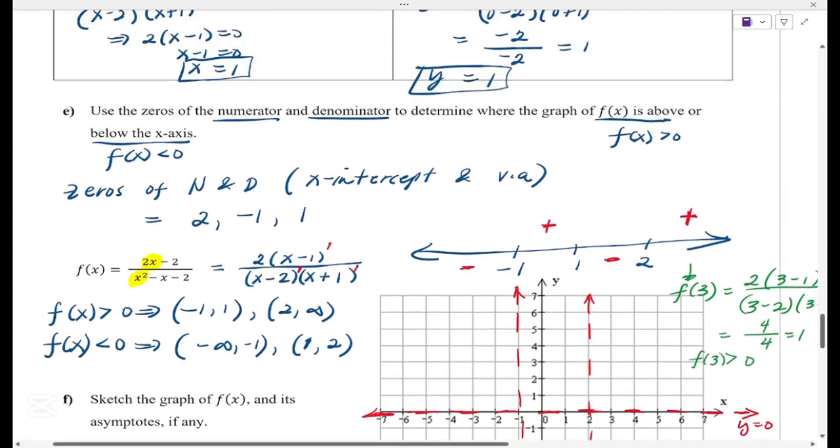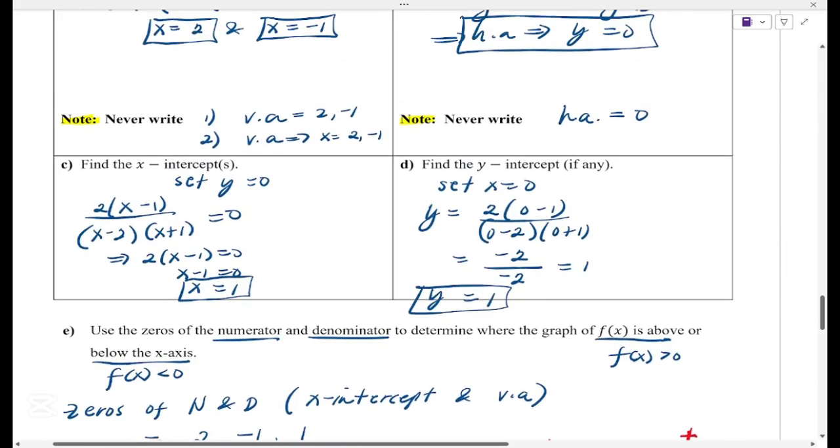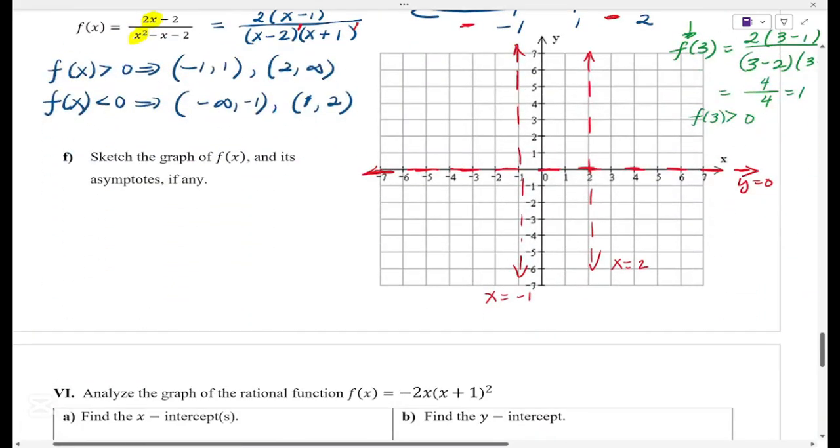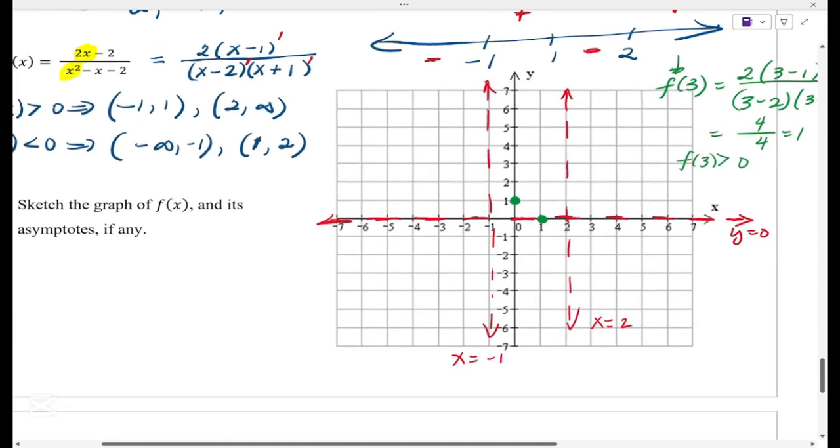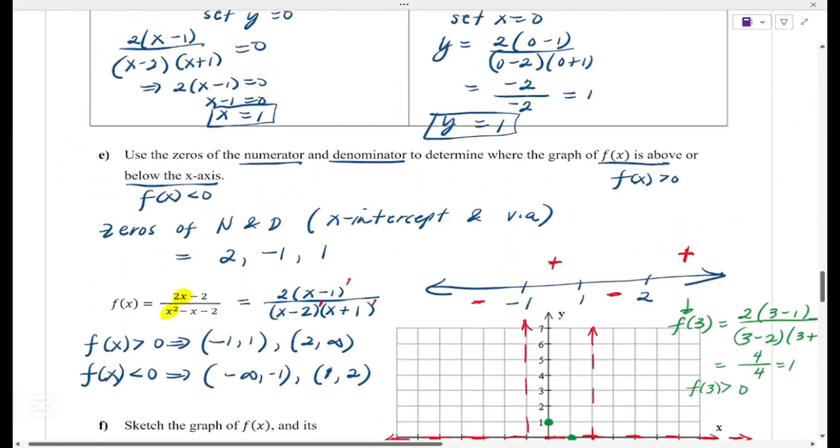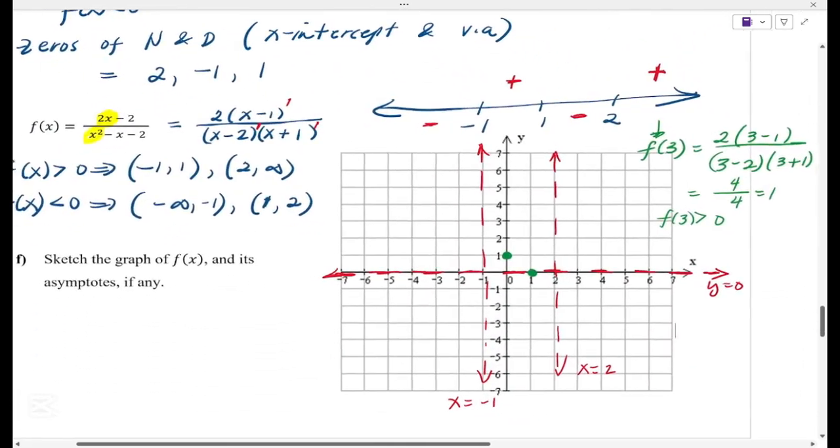And then next, the x-intercept is 1 and the y-intercept is 1. As you can see here, since the x-intercept lies on the horizontal asymptote, it means to say that this rational function intersects the horizontal asymptote. So then after that, now we can apply the sign analysis.